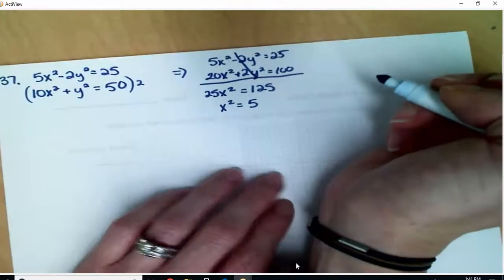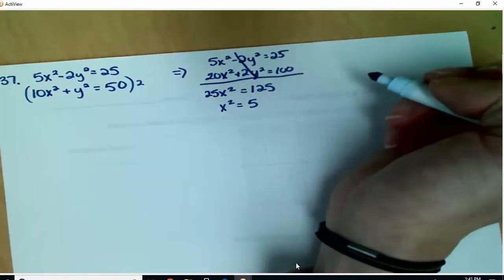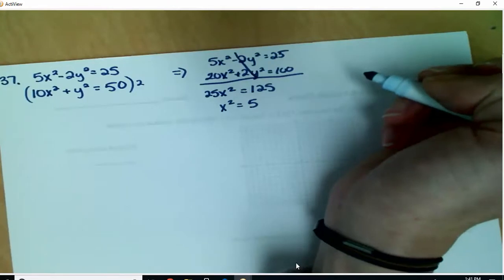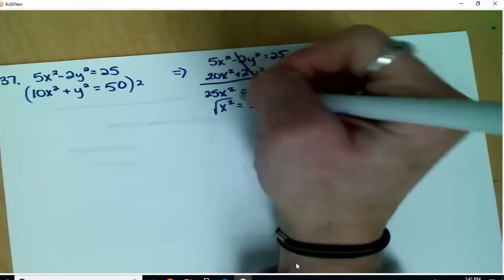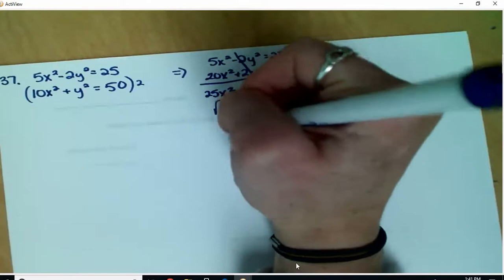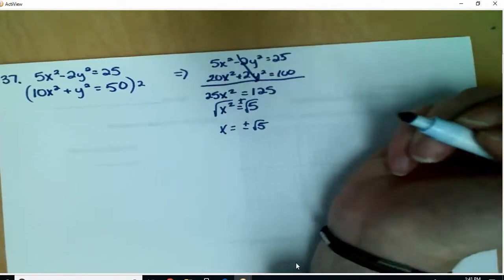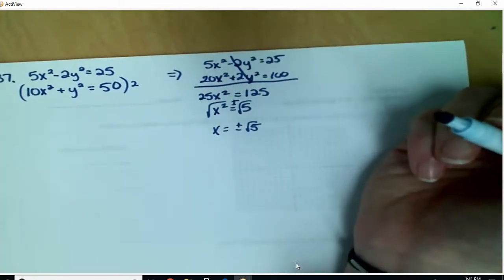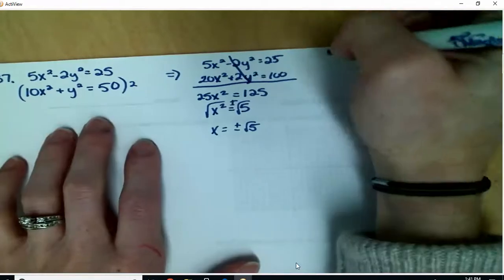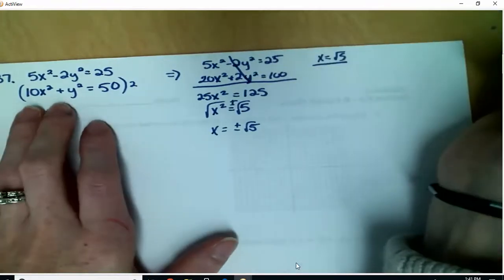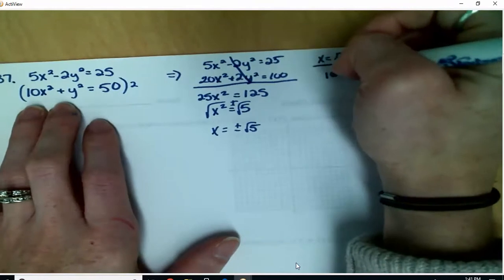And then to get the x by itself, the opposite of a square is a square root, so x is plus and minus radical 5. Okay, now we have to find the y. So if x is radical 5, I'm going to put it into the second one.